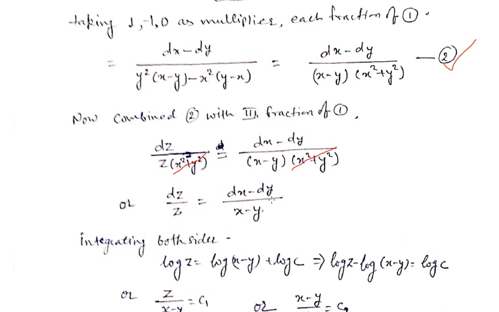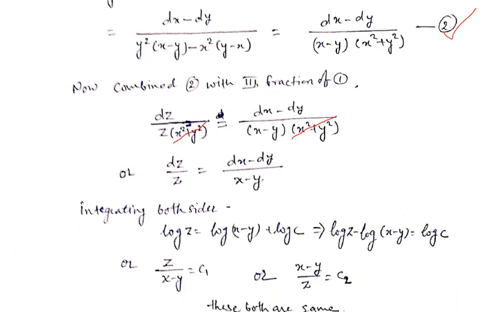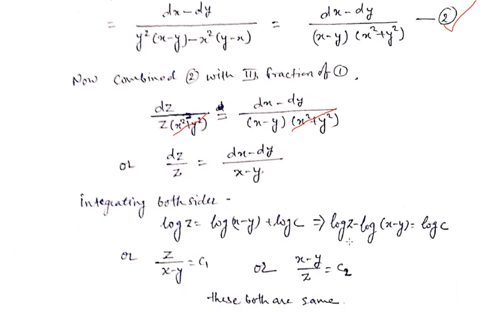1 upon x minus y d of x minus y, and its integration is log of x minus y plus some arbitrary constant, in terms of log, say log c. Shifting log x minus y into the left hand part, we get log z minus log of x minus y, and using the property of log, that log a minus log b is equal to log a upon b, we get log of z upon x minus y is equal to log c, or we can rewrite it as z upon x minus y is equal to c1, or x minus y upon z is equal to c2.